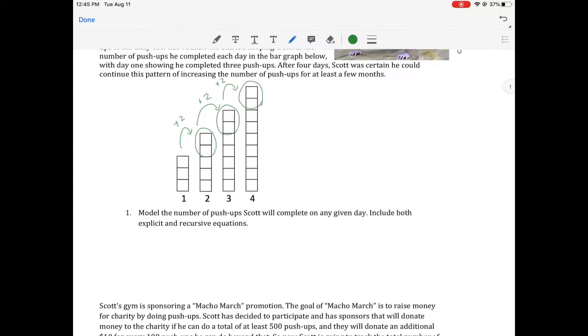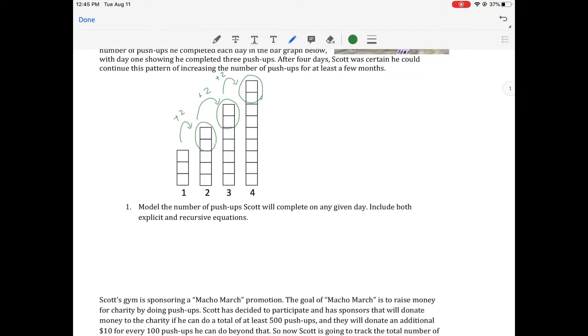sequence. So therefore, if we want to model in both the explicit and recursive form, for our explicit, we can think about it as f of n or f of x. It doesn't necessarily matter what variable you use, but our initial value is 3 push-ups on that first day, and he's adding 2, right? And then we've got that n minus 1, to accommodate that we started at 1 and not 0. Or an equivalent format there is just 2n plus 1.